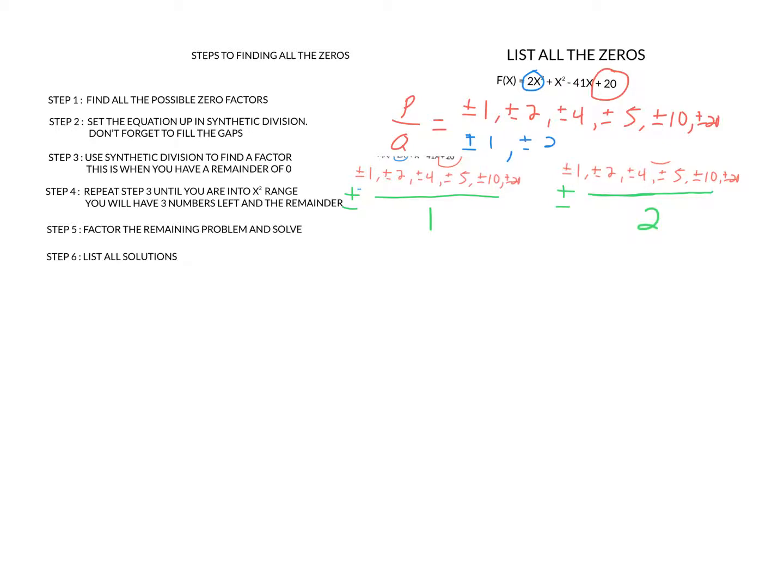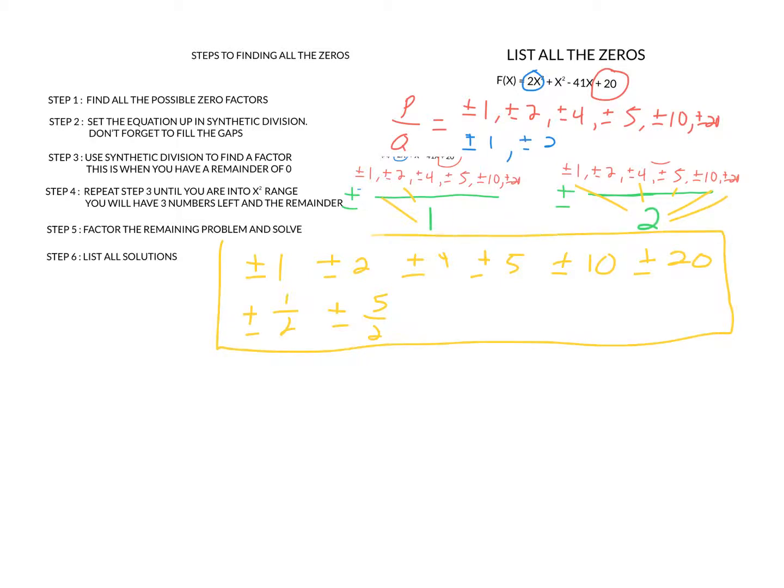So now, let's get our factors. We're going to do the 1 over 1, 2 over 1. So we're going to have plus or minus 1, plus or minus 2, plus or minus 4, plus or minus 5, plus or minus 10, plus or minus 20. On the second piece, we have 1/2, plus or minus 1, which we already have. 4 over 2 is 2, which I already have. We're going to have 5/2. We're going to have 10 over 2, which is 5, and 20 over 2, which is 10, which I have. So here's all my possible factors. Wonderful. So, step 1, done.